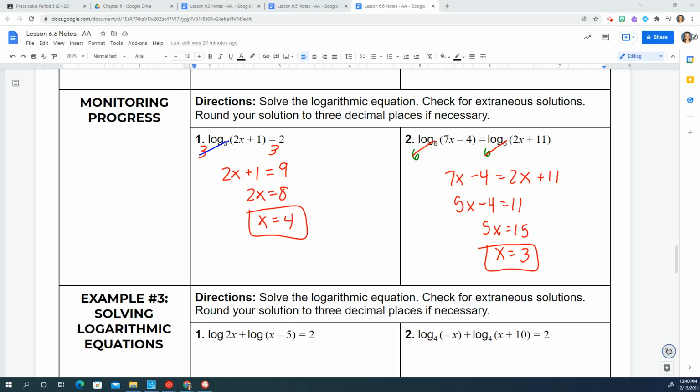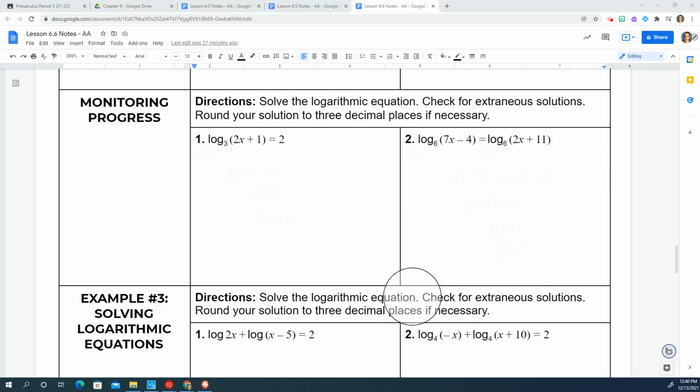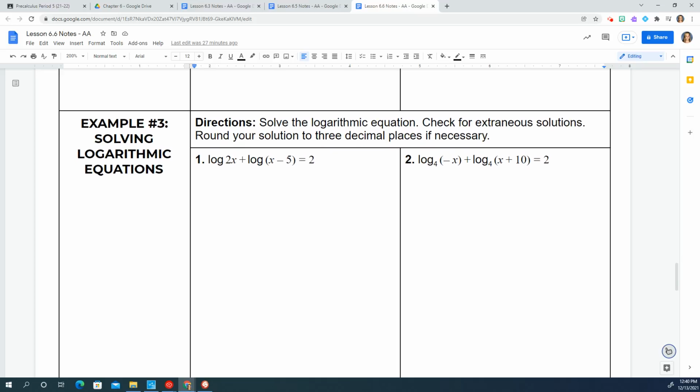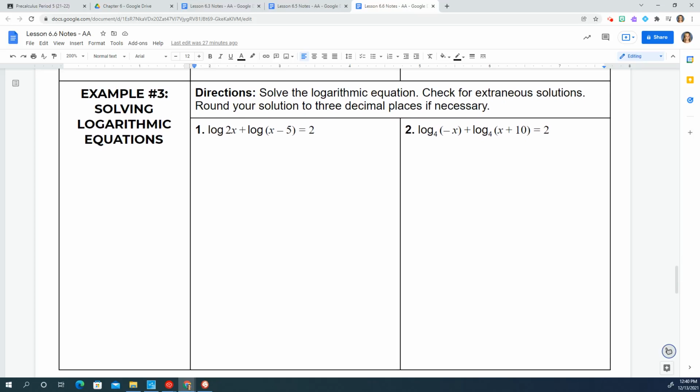Okay, let's do one more and then we'll save the rest for tomorrow. So sometimes it might be a little more complicated, and this is where properties of logs come into play. Let me show you what you can't do first. Let me show you a non-example, so don't write this down, because this is a non-example. This is what you can't do.